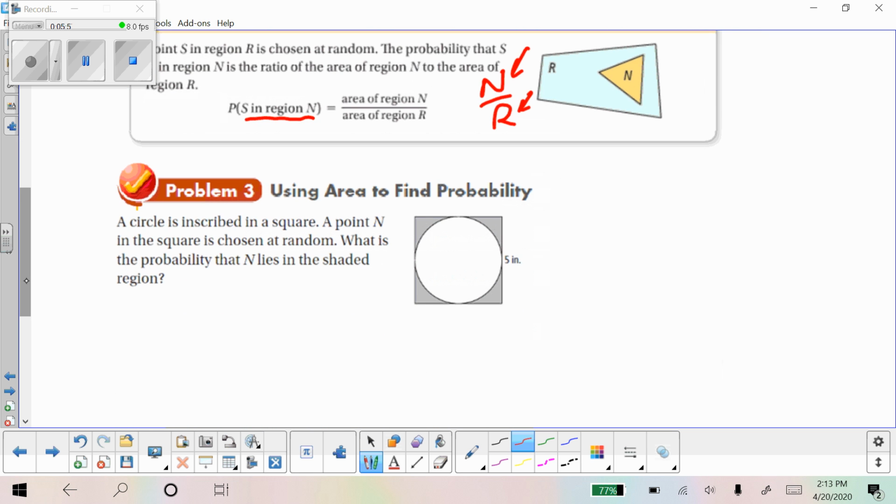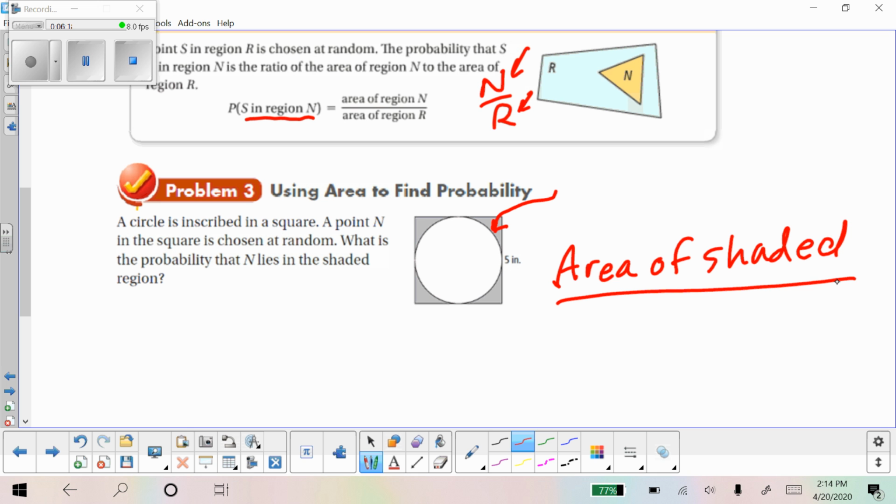All right, so a circle is inscribed in a square. A point N in the square is chosen at random. What is the probability N lies in the shaded region? So what we want to know is what is the area of the shaded region? That is where we have a favorable outcome, and over the total area, which is the area of the square. All right, let's do the area of the square first. That's pretty easy. So the area of the square is 5 times 5, which is 25.